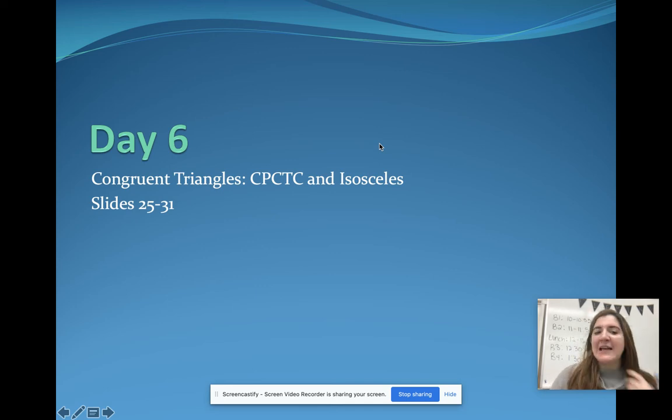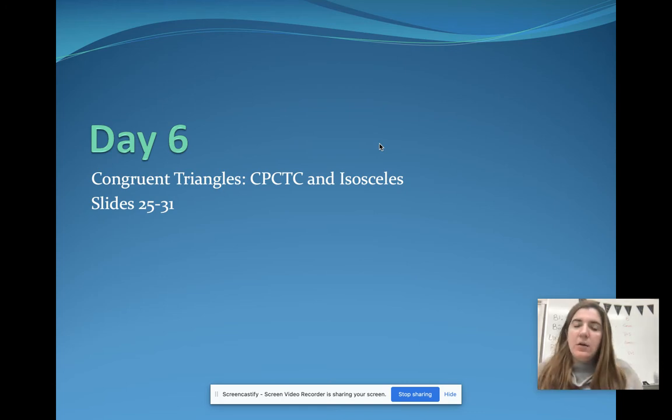All right, so today we are going to get started with the meat of Chapter 4. In Chapter 4, Day 6 notes, we're really going to focus on congruent triangles today, and then we're going to talk a little bit about isosceles triangles. Congruent triangles is a huge study in geometry. We're just going to do an overview of it, and we're going to talk about corresponding parts, and then we'll follow up this video with a live lesson on triangle congruent proofs.